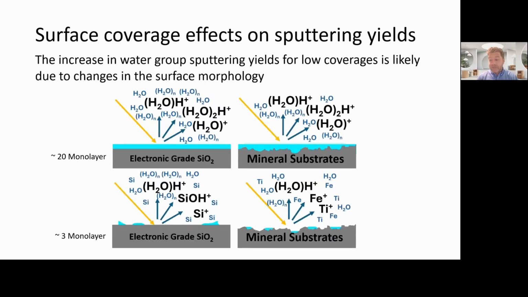And based on some work that came out of Tom Orlando's group, we were able to determine that this maxima was occurring due to changes in the surface morphology of the water as you sputtered through that thick ice layer and reached the mineral substrates. This is just shown pictorially here, where as you sputter away the surface, you end up with little islands of water on the surface for the electronic grade silica, which has a very flat surface. Whereas for the mineral substrates, which are a bit rougher, you can end up with these little pockets of water. And that's time.